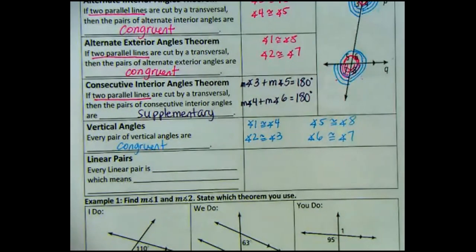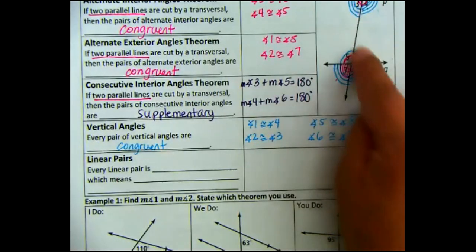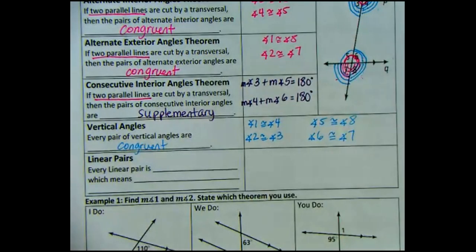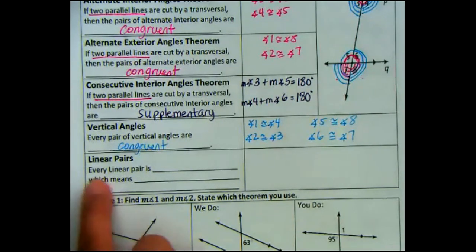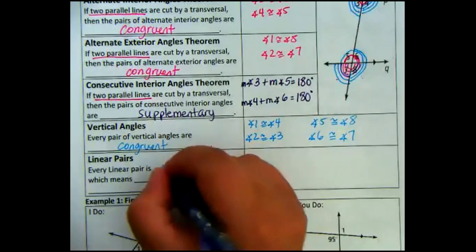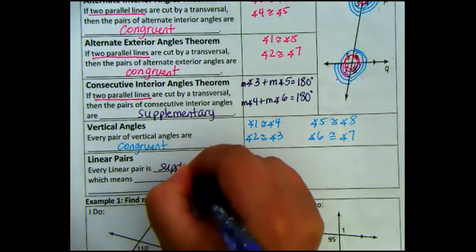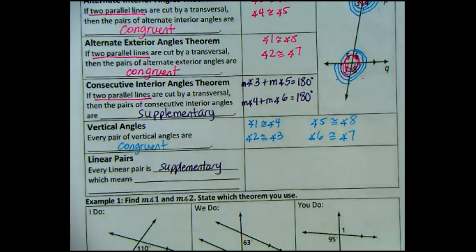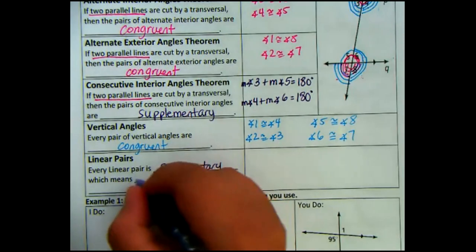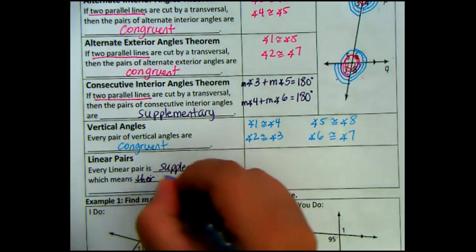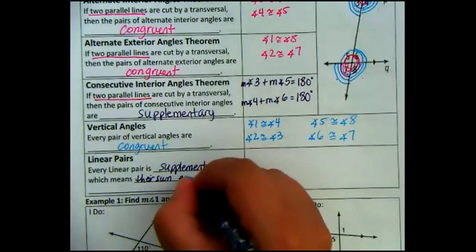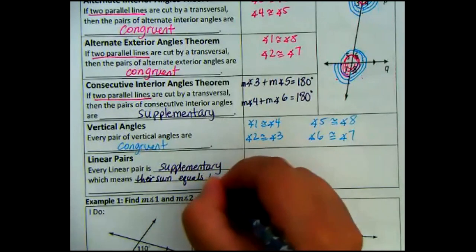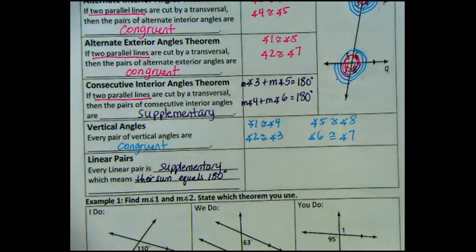In addition, every intersection has multiple pairs of linear pairs. Okay. So remember that every linear pair is supplementary, which means that their sum equals 180 degrees.